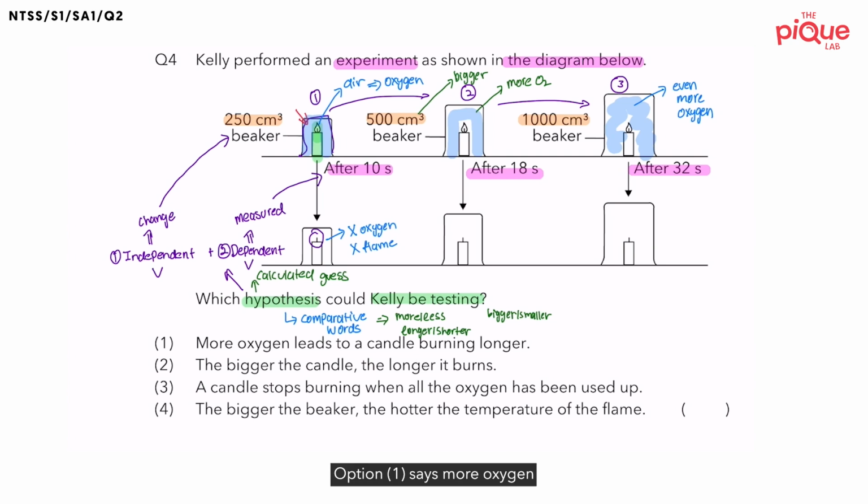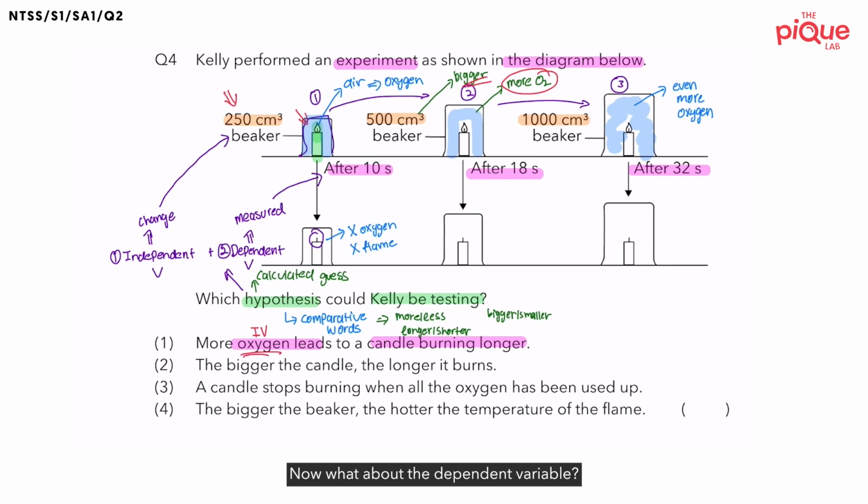Option 1 says, more oxygen leads to a candle burning longer. Let's identify the independent and dependent variables. Over here, we see that the amount of oxygen is our independent variable. In this experiment, what did Kelly change? She changed the size of her beaker. And when she uses a bigger beaker, the amount of oxygen increases. So this means that the independent variable could also be the amount of oxygen.